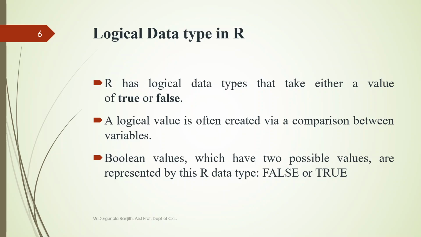And the next one, the logical data types. The logical data types take two values, either true or false. Normally, these logical values are created via a comparison between variables. So when you want to compare two variables, then these values are created. Boolean values have two possible values, which are represented as false or true. You have to represent them with capital letters.